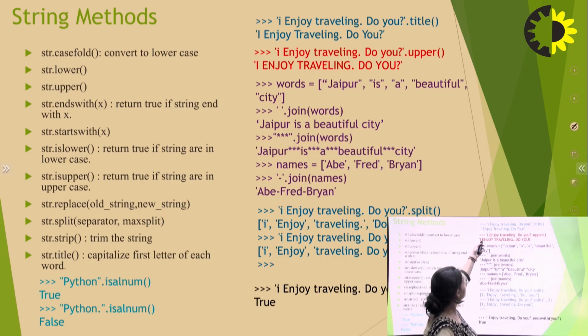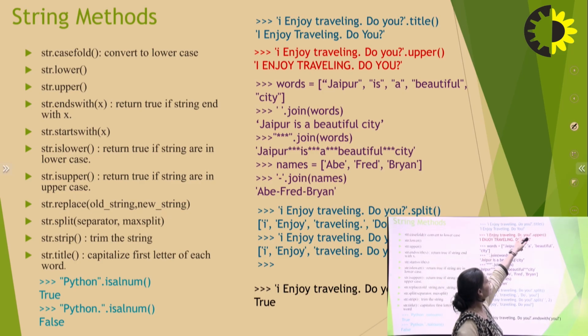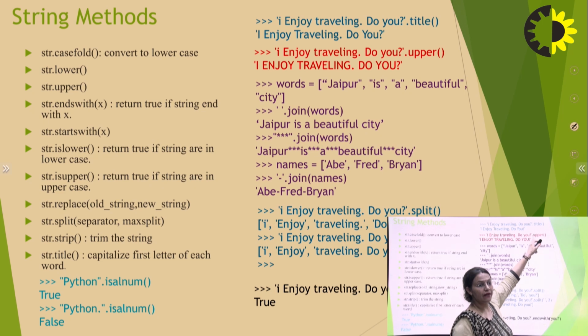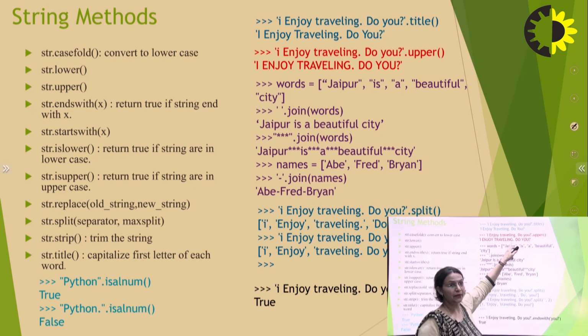Like I want to change this string to title. Title means that for every word in the string, the first alphabet should be capitalized as in a title. So it will do it this way. Okay. Dot upper means every alphabet, every character, will be converted into uppercase.